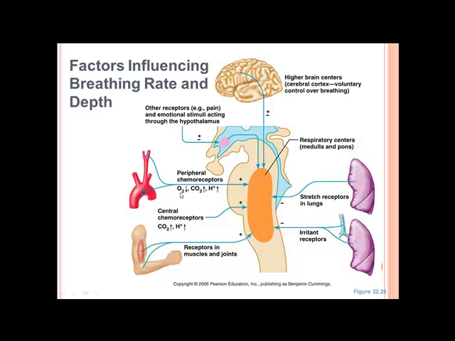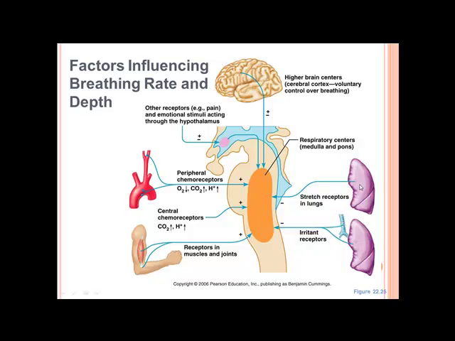So let's check these out now. If we have decreased oxygen, increased carbon dioxide, and increased H+, what's that going to tell us to do? It's going to tell us to breathe more. Our central chemoreceptors will sense our carbon dioxide and H+. Once again, those will tell us to breathe more. And if the receptors in your muscles, your proprioceptors, are seeing lots of movement, they're going to say, hey, we're going to need more oxygen. Start breathing more.